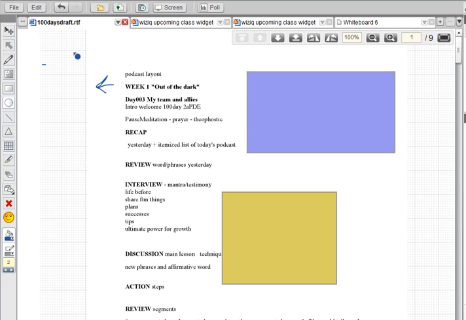WizIQ Basic Training, Lesson 226, The Pencil or Freehand Drawing Tool. This is, truthfully, the one I use the most, my pencil tool.